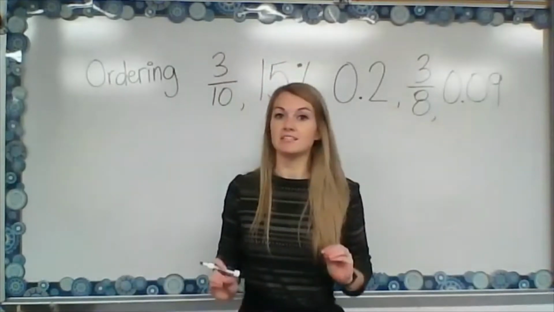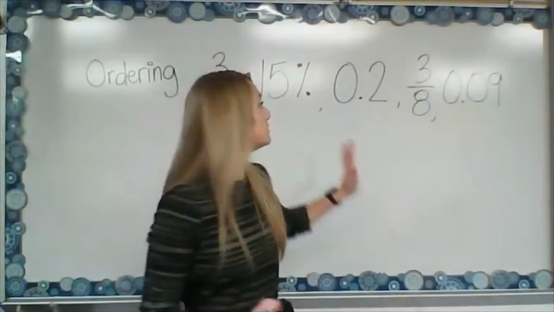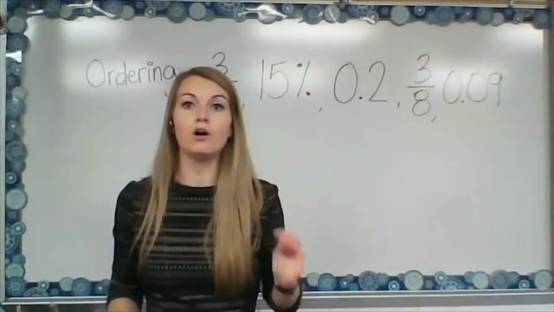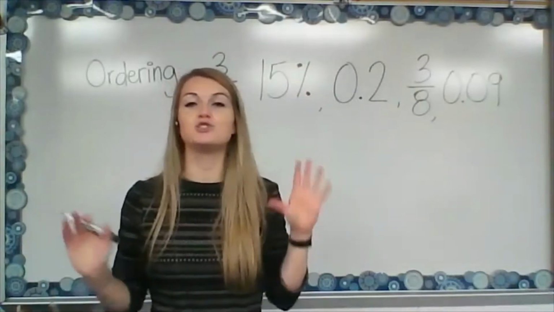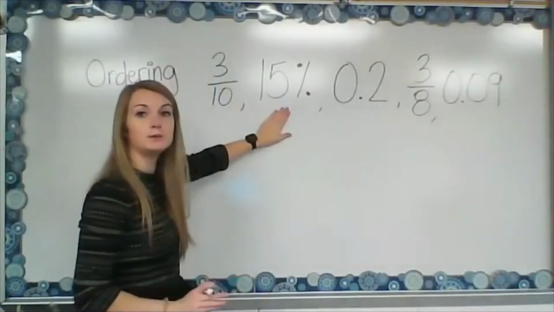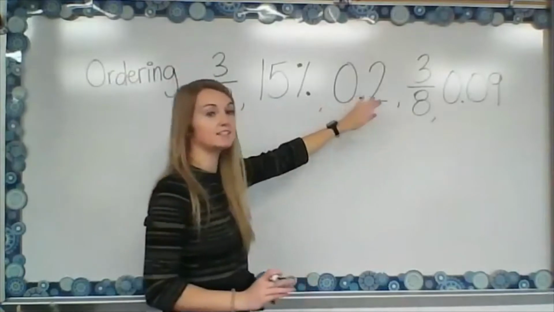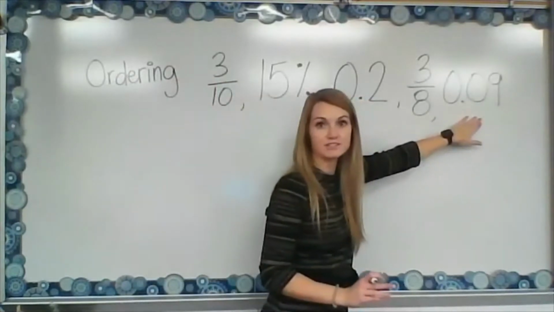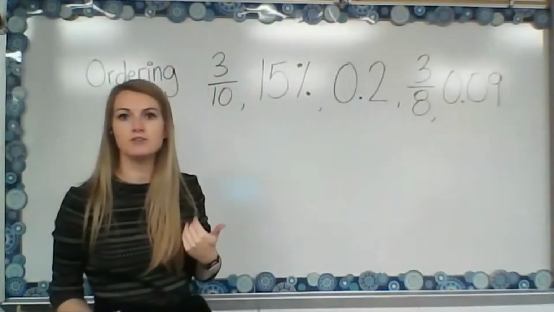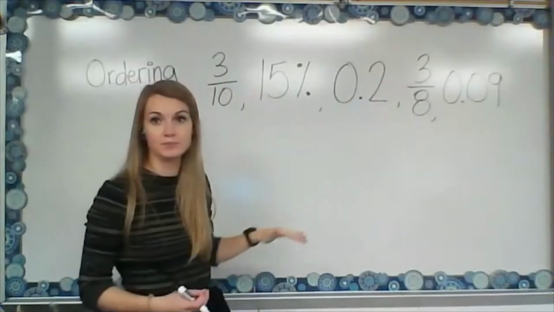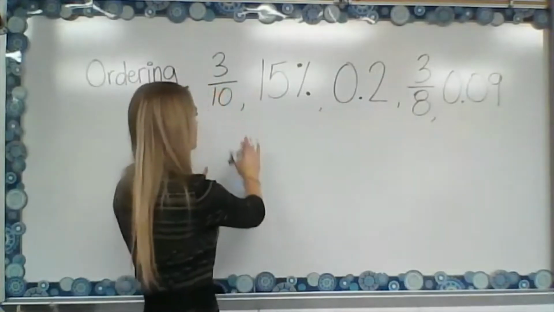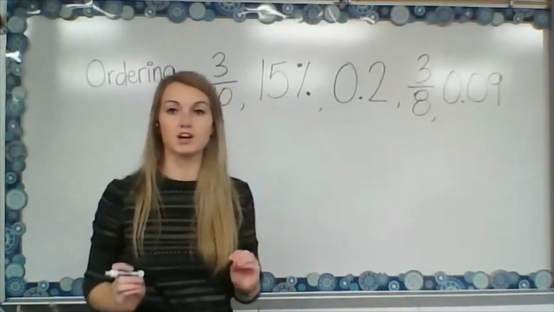If you remember the last video that you watched, I told you that the best way to order fractions, decimals, and percents is to turn them all into decimals. And then it's so much easier to compare. Okay? So I have 3/10, 15%, 0 and 2/10, 3/8, and 0 and 9/100. And I'm going to turn all of these into decimals. To make it easy on myself, I'm just going to do it right underneath. When you're working, the best way would just be to write these all out on your piece of paper and then write down underneath what they are in decimal form.